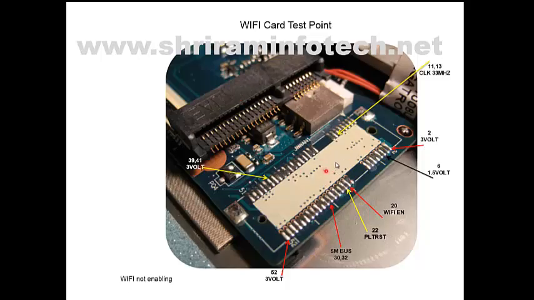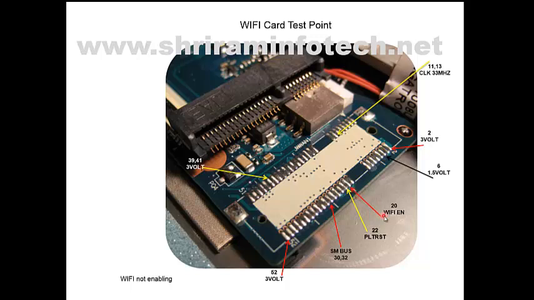See, it is shown in this picture. Here is the connection: pin number 1 is this, pin number 2 is this, 3, like odd and even. This side is the odd side and this side is the even side. When you have a problem where the Wi-Fi is not enabling, at that time you have to check pin number 20. Pin number 20 is the Wi-Fi enable.